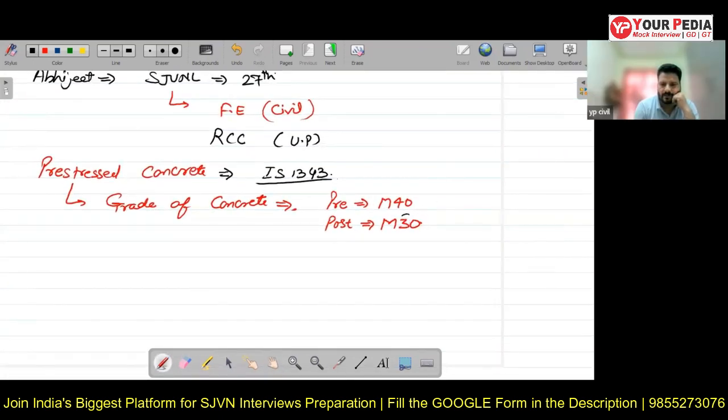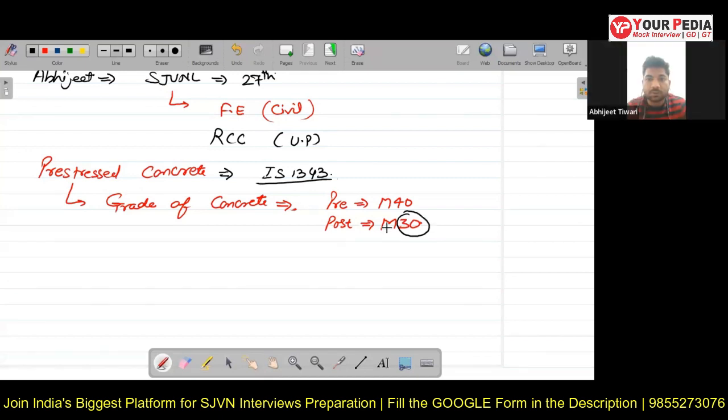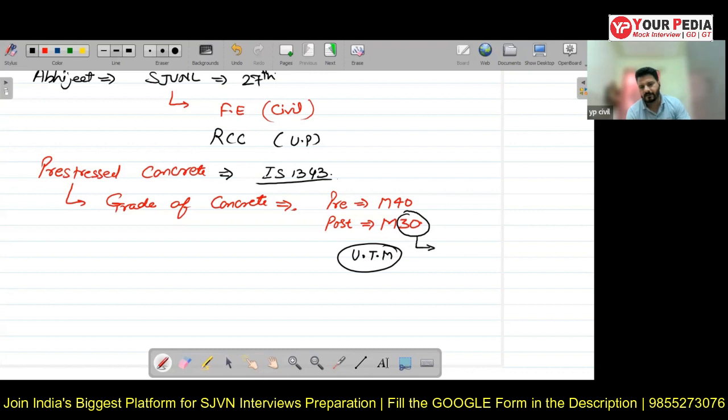Okay, what is this number here, either 40 or 30? Yes, sir. That number represents the compressive strength of the concrete after 28 days, tested on the UTM machine. It mainly describes the characteristic strength of a concrete cube after 28 days when tested on the UTM machine. Okay, if this is the characteristic strength of the concrete cube, right?